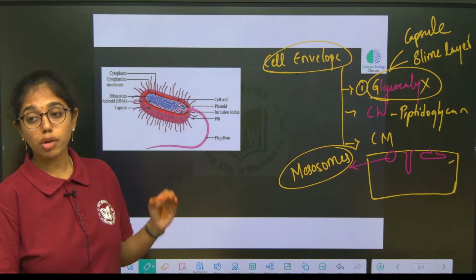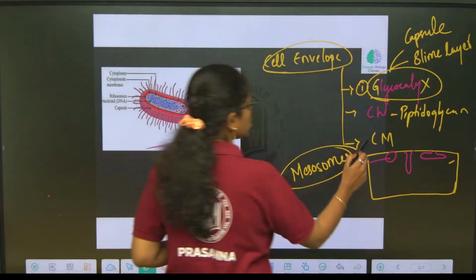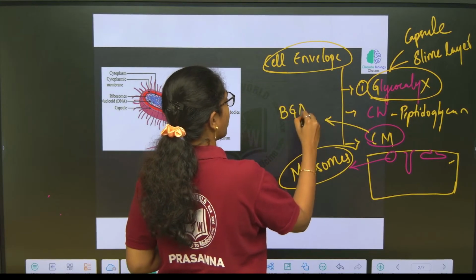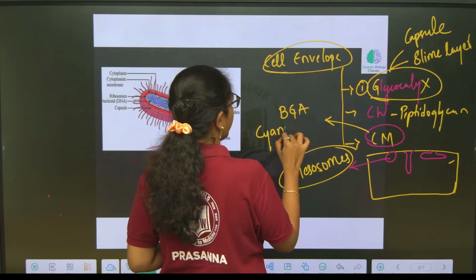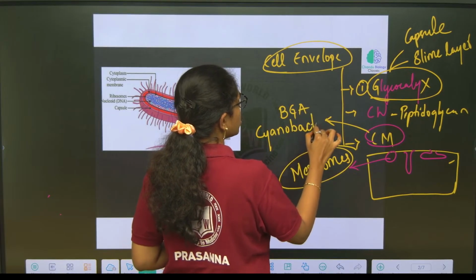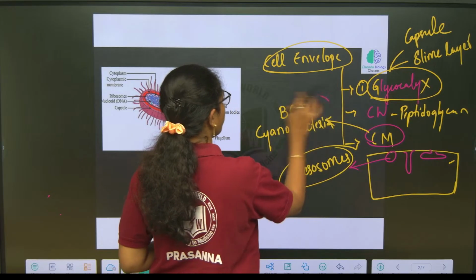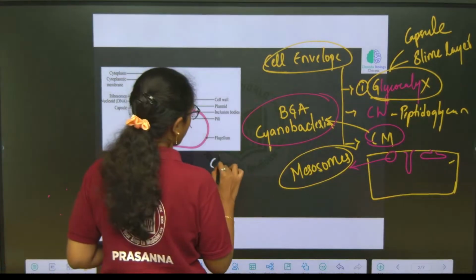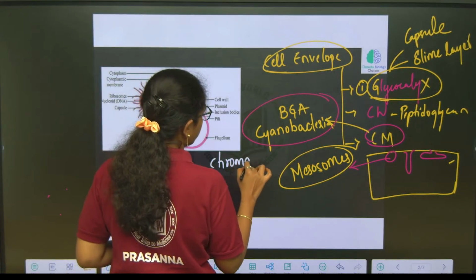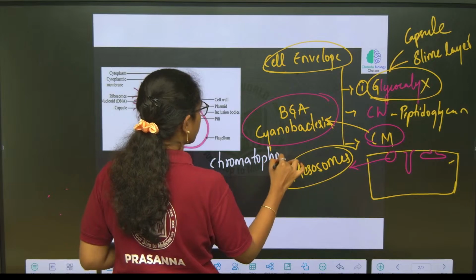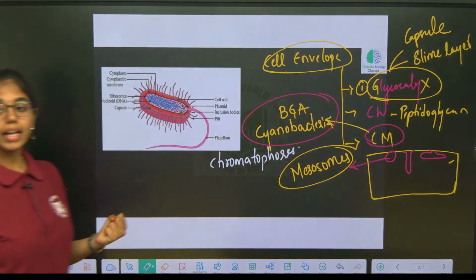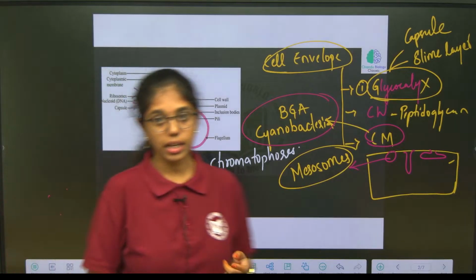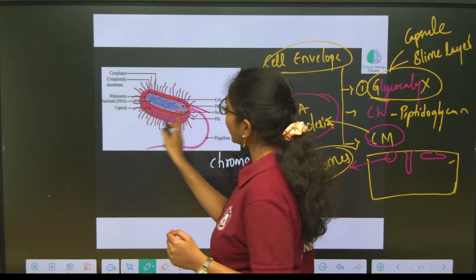These inclusions of cell membrane in blue-green algae or cyanobacteria are called chromatophores, which perceive the sunlight and conduct photosynthesis. This we have discussed yesterday. Now let us look into the cytoplasm.